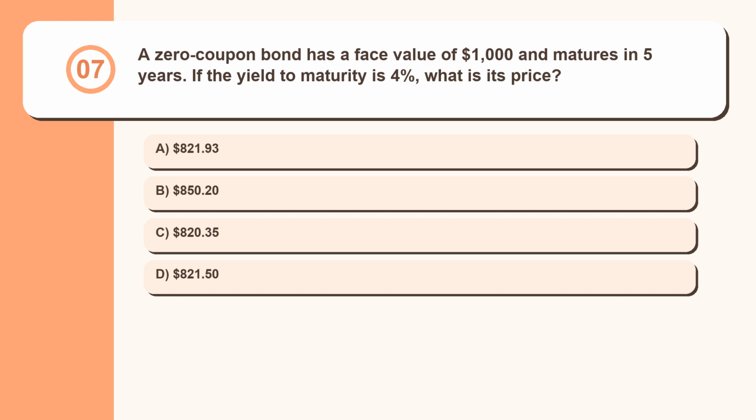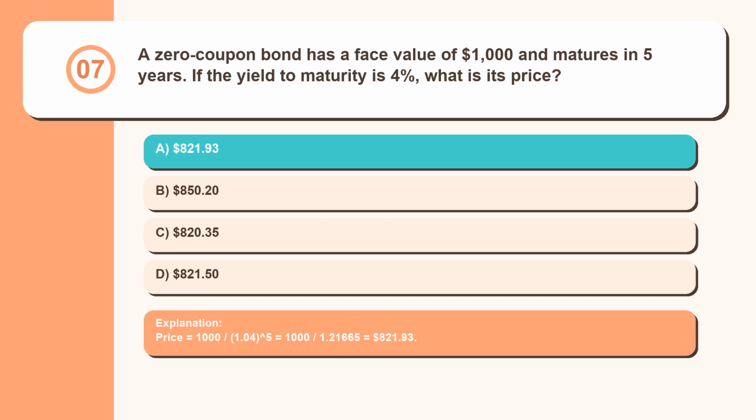Question 7. A zero-coupon bond has a face value of $1,000 and matures in 5 years. If the yield to maturity is 4%, what is its price? $821.93, $850.20, $820.35, $821.50. Price equals 1,000/1.04^5 equals 1,000/1.21665 equals $821.93.